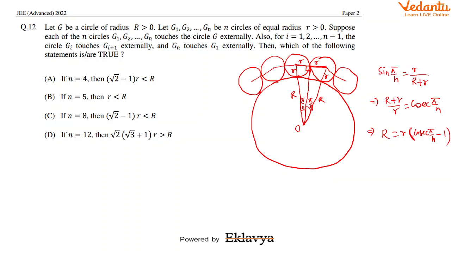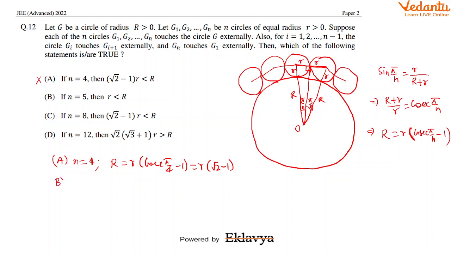Observing the options now, we have to mainly check the ratio of capital R and small r. For option A, when n is 4, R is equal to r times cosec pi by 4 minus 1. Cosec pi by 4 is root 2. So this is r times root 2 minus 1, but the option says capital R must be greater than root 2 minus 1 times r. They are equal. So this option is not correct.